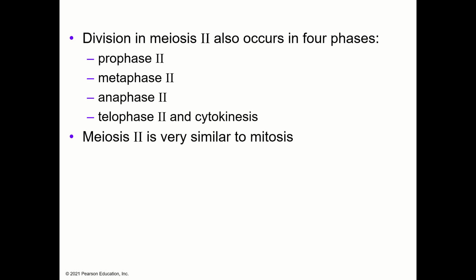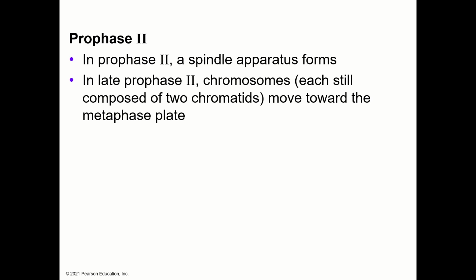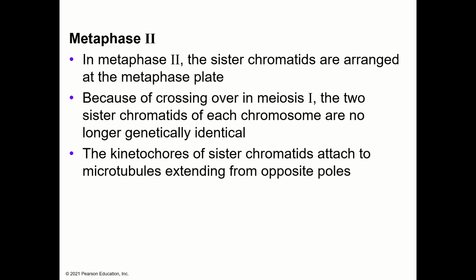Divisions of Meiosis II also occur in 4 stages: prophase II, metaphase II, anaphase II, and telophase II, along with another set of cytokinesis. Meiosis II is actually very similar to mitosis. In prophase II, a spindle apparatus forms. In late prophase II, chromosomes, each still composed of 2 chromatids, move toward the metaphase plate. In metaphase II, the sister chromatids are arranged at the metaphase plate. Because of crossing over in Meiosis I, the 2 sister chromatids of each chromosome are no longer genetically identical.